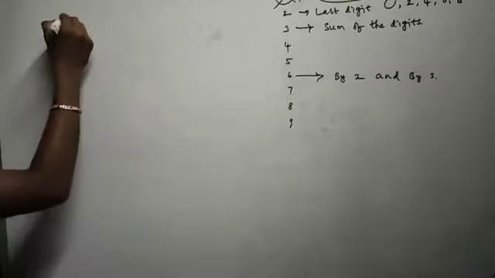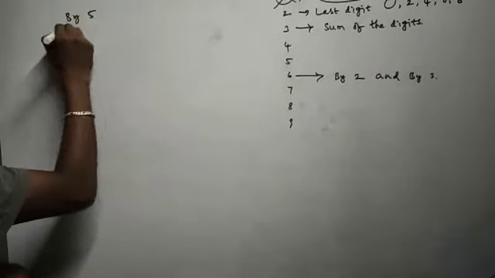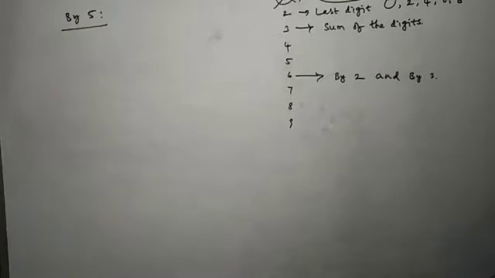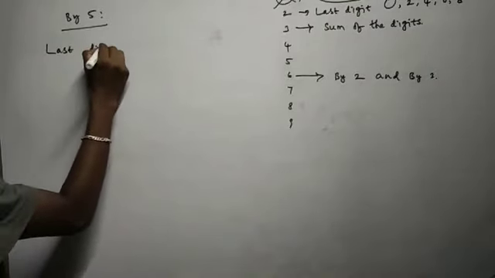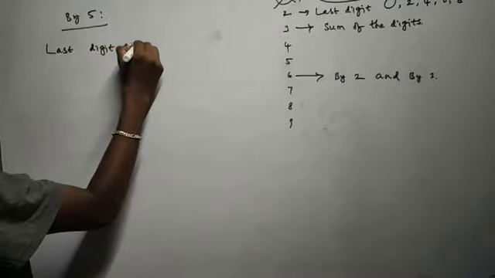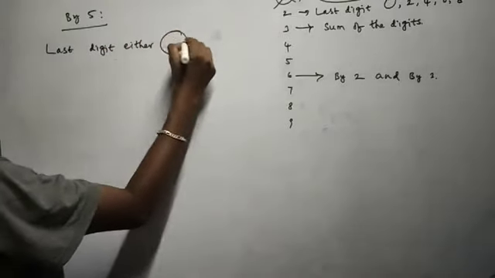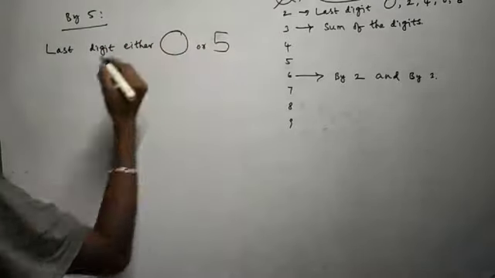The divisibility rule for 5 is very simple. By 5, the divisibility rule is: the last digit of the number is either 0 or 5. The last digit is either 0 or 5.